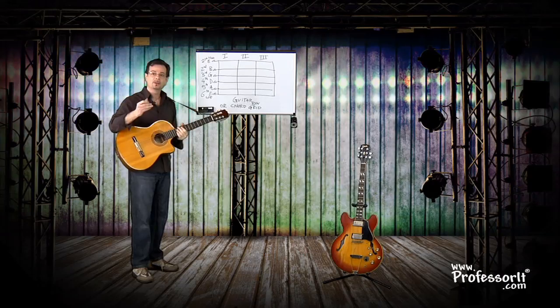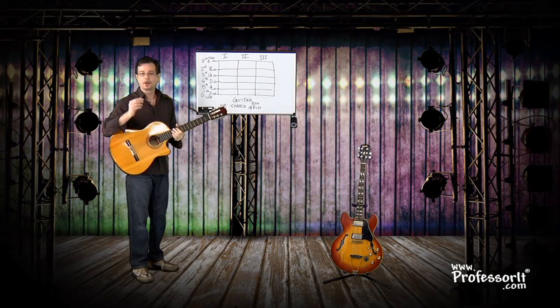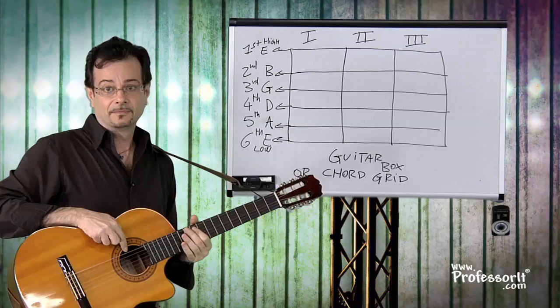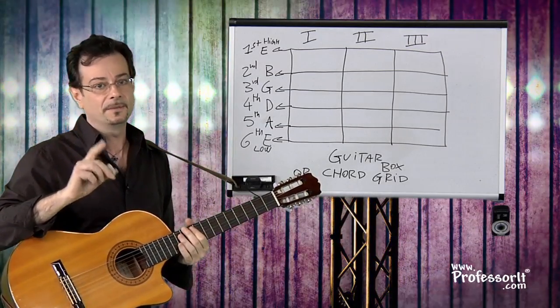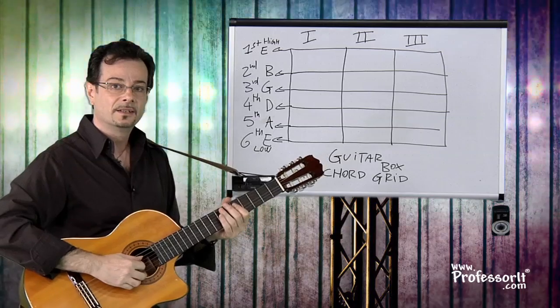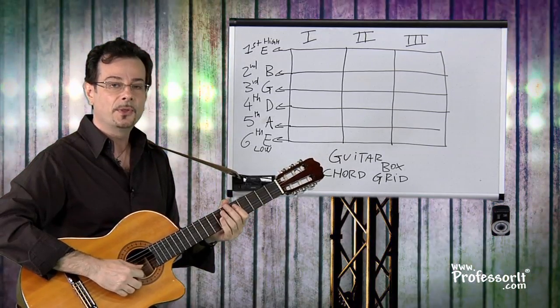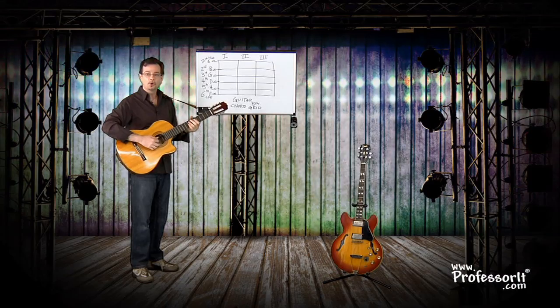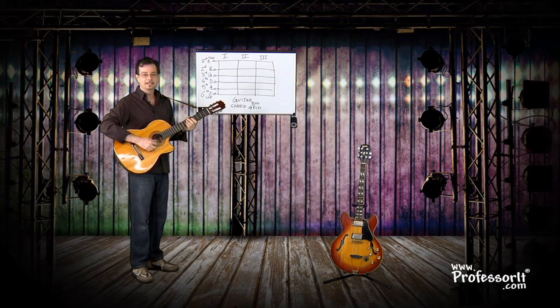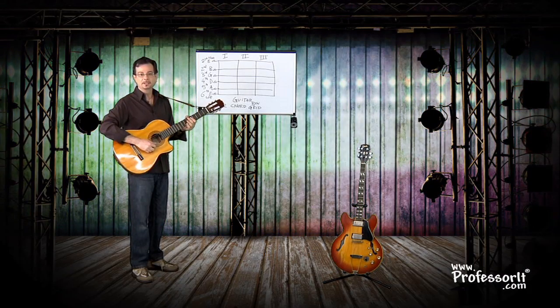Okay, so when you count the strings of your guitar, remember, this is not your first string, but your sixth string, okay? So sixth, fifth, fourth, third, second, and first, or low E, A, D, G, B, high E.